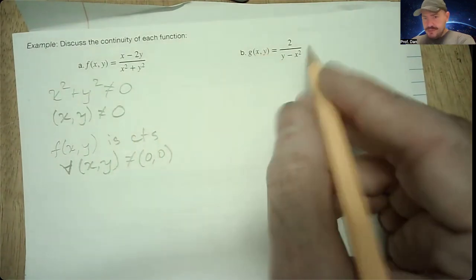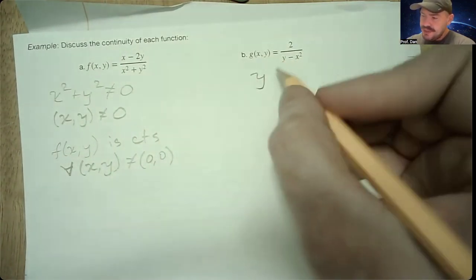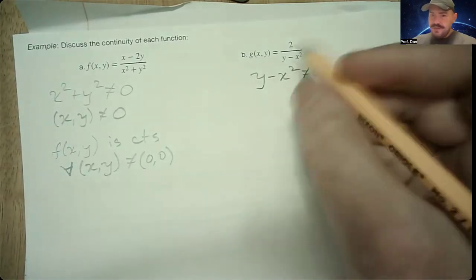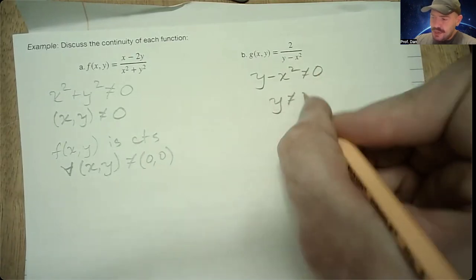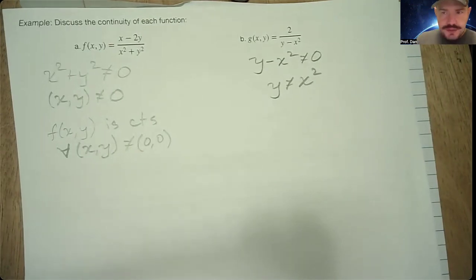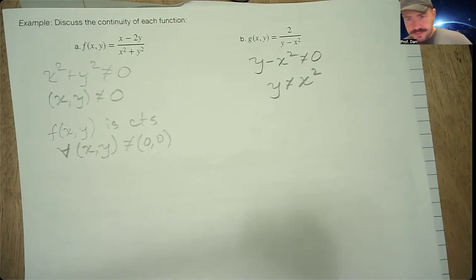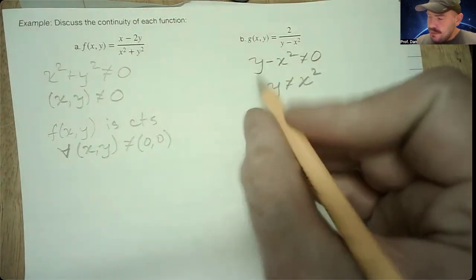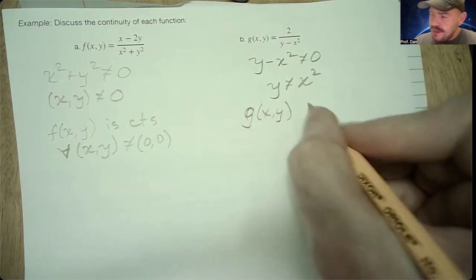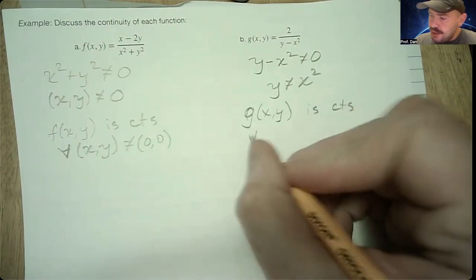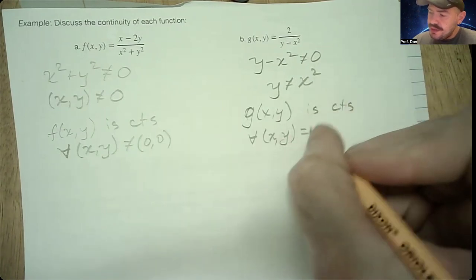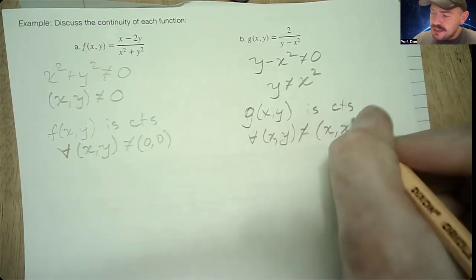Now, for the second one, again, we still have this math no-no that the denominator cannot be 0. If I rearrange this equation, I get that y cannot be equal to x squared. So essentially, we know that g of x, y is continuous for all ordered pairs x, y that are not equal to x comma x squared.